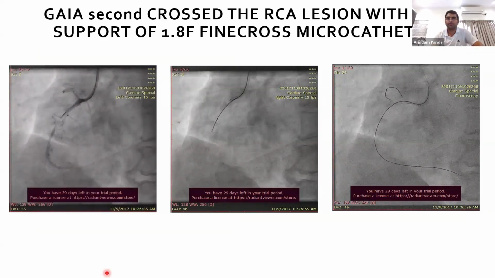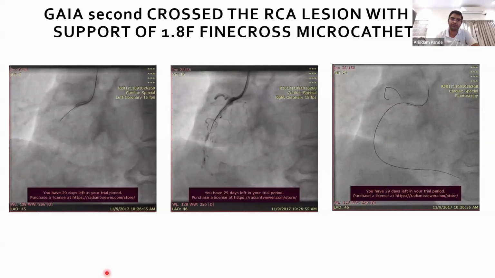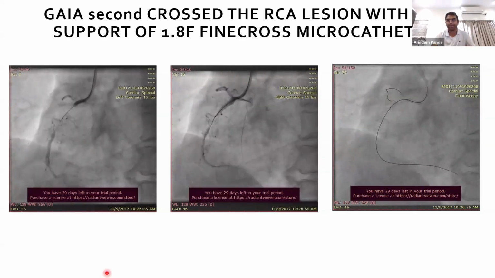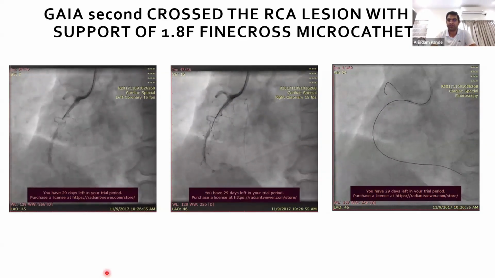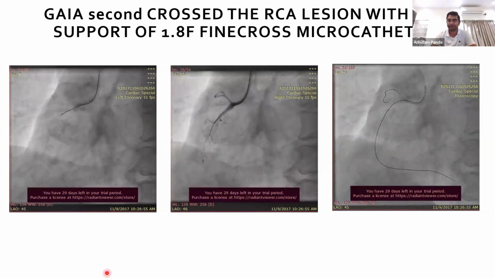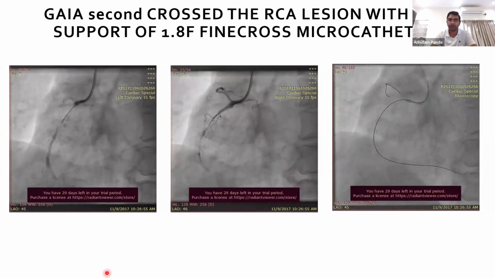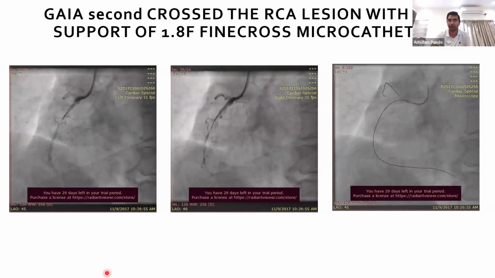So we took Gaia. This was a Gaia second wire. And with some manipulation, initially it went into this false lumen, but ultimately we could reach the true lumen. Now, the problem started after that, because even after crossing, we could not negotiate a balloon through the CTO segment. So this was a case where the CTO could be crossed, but the balloon was not crossing.